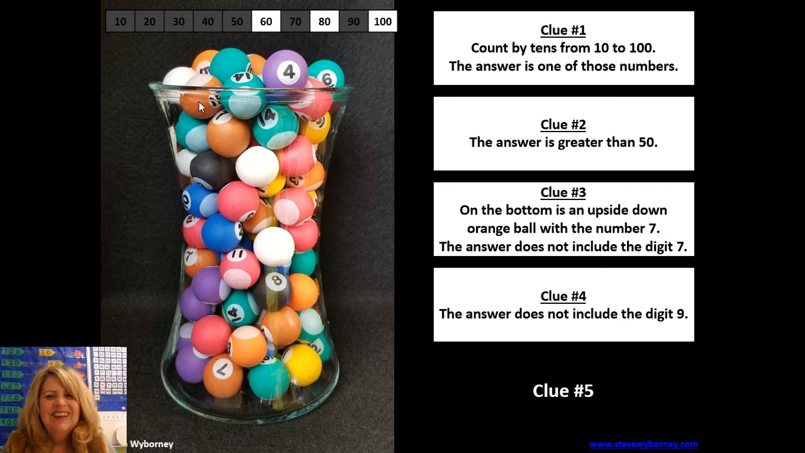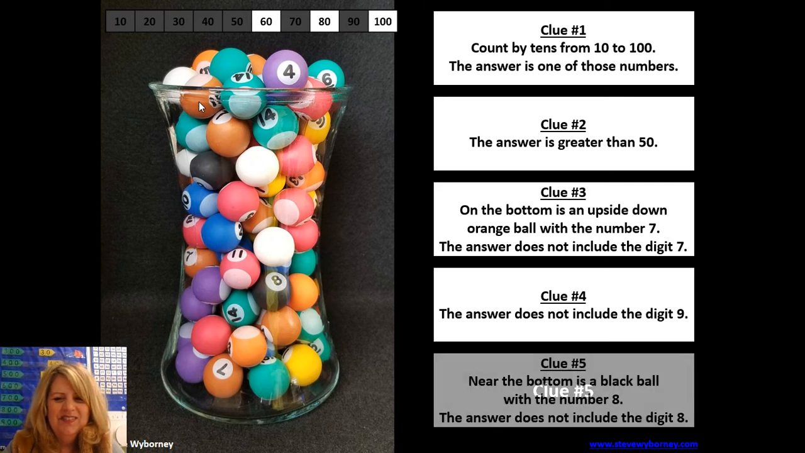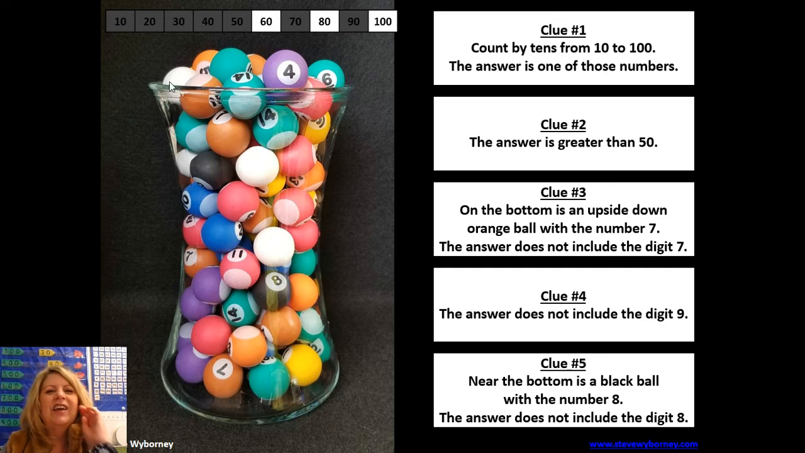All right, clue 5. All right, let's read it together. I love when we work together as a team. Here we go. 3, 2, 1. Near the bottom is a black ball with the number 8. The answer does not include the digit 8.